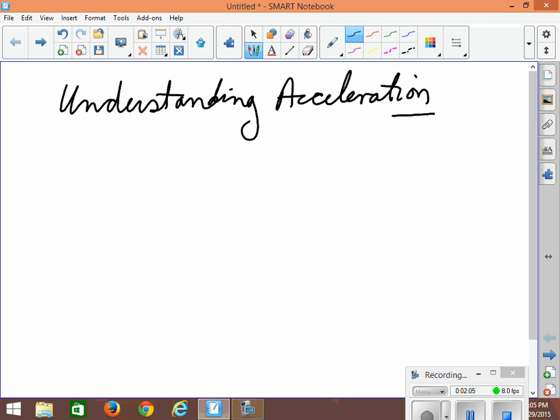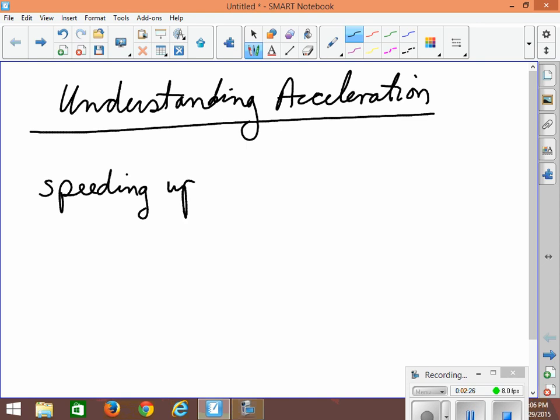Acceleration is a word we commonly hear in English. In your car, you step on the accelerator. And when you step on the accelerator with the gas pedal, what it does is it makes your car go faster. It changes the speed of your car. So we often think of speeding up as a kind of acceleration.